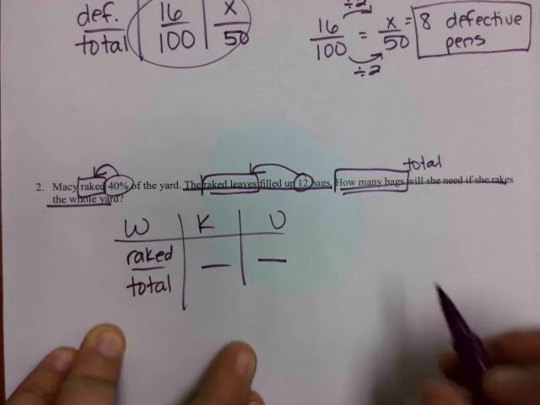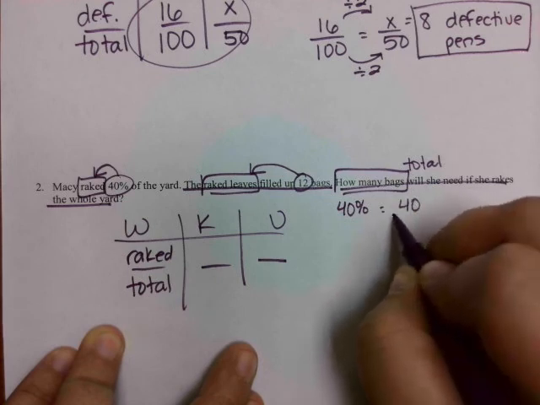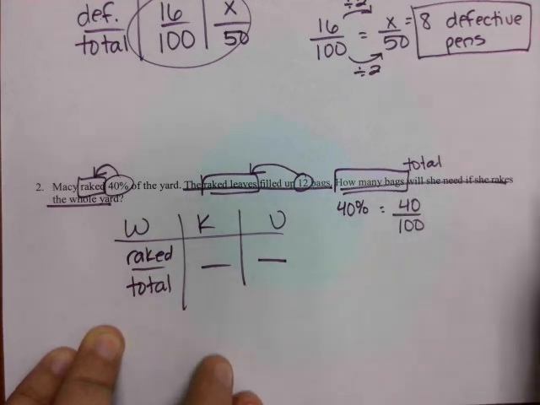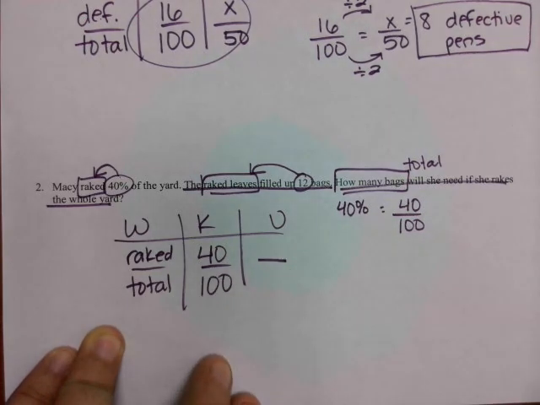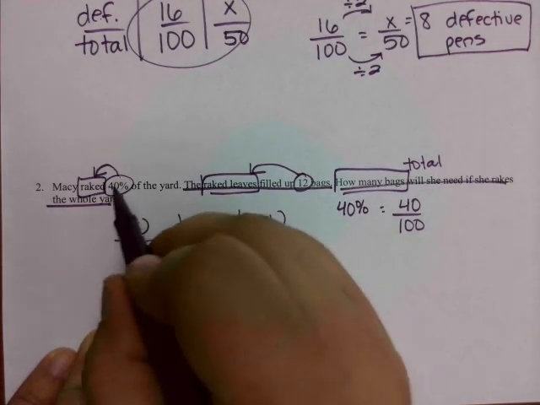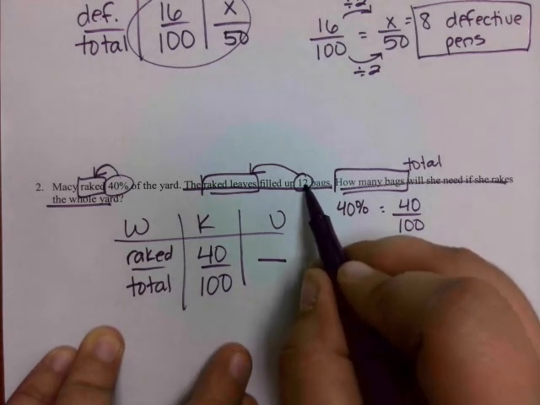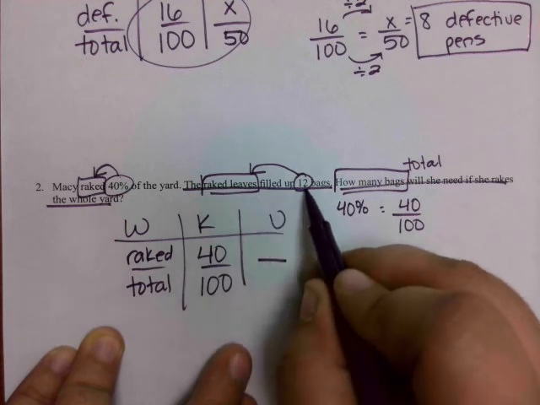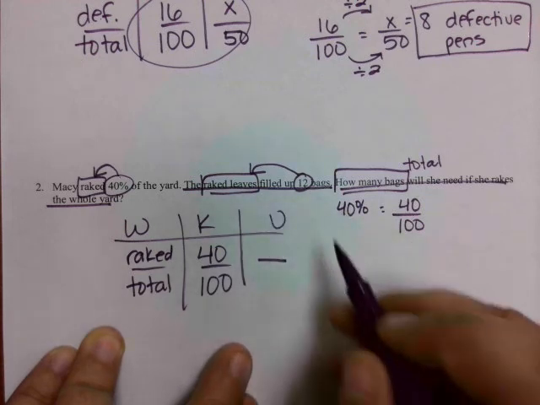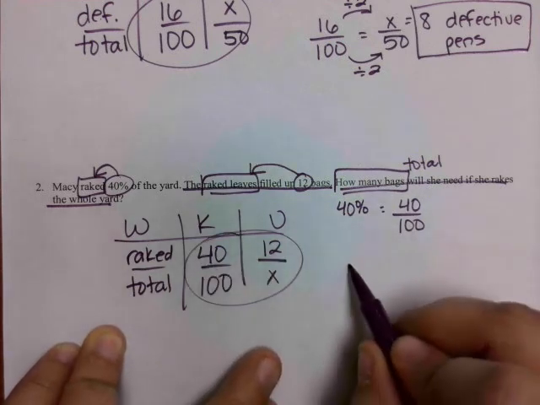Again, you should always look for a percent. I was given 40%, so 40 goes over 100, and that's known to me. So it goes in my known ratio. 40% was raked, which we said here. 100 is your total. And then where does the 12 go? Raked leaves filled up 12 bags, so it should go with your raked. Pull out that proportion.